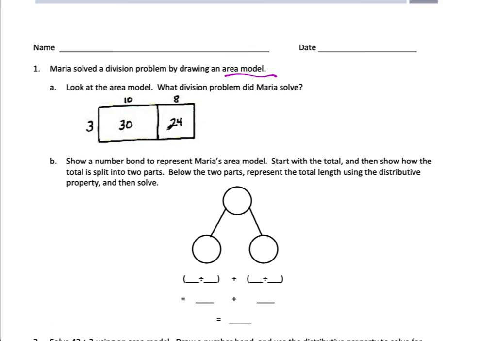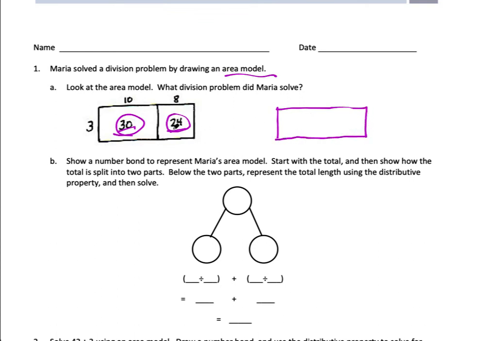She's already split up her dividend. Notice that these are the numbers that she started with. She's dividing by 3, and these are her quotients. Remember how to do this? So look at the area model. What division problem did Maria solve? So if I have to get back to the original problem, remember, this is how she split it up. She split up these into easy multiples of 3. So if I put the problem back together, it originally looked like this.